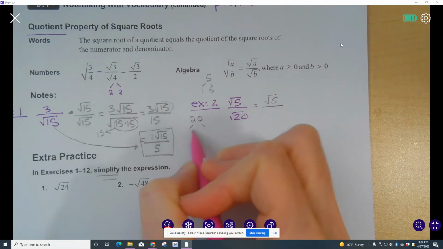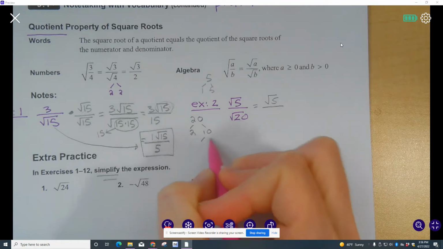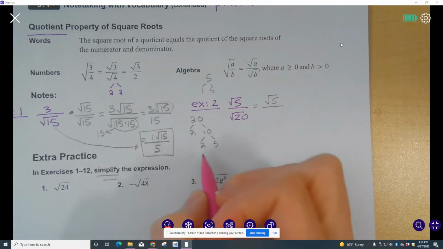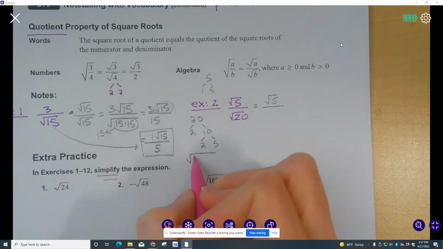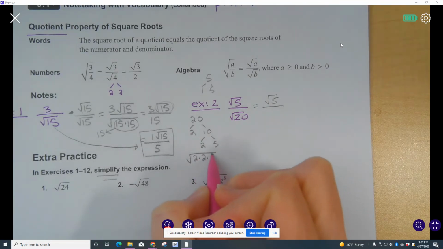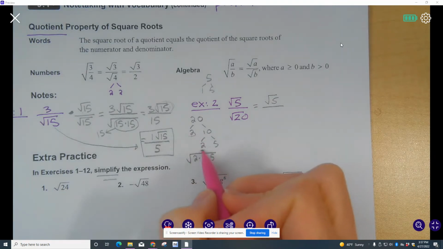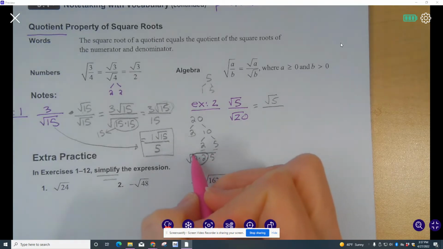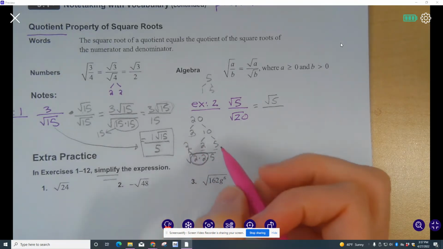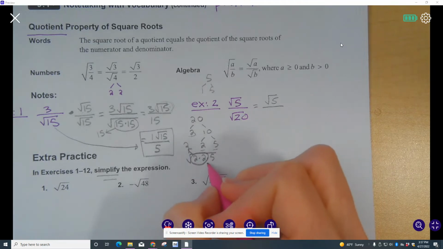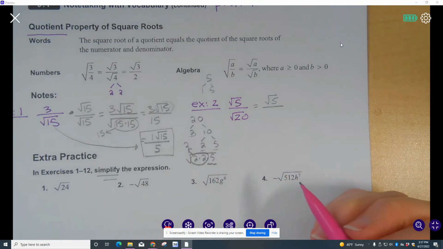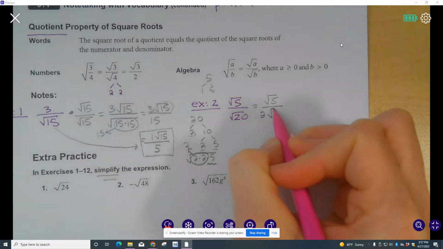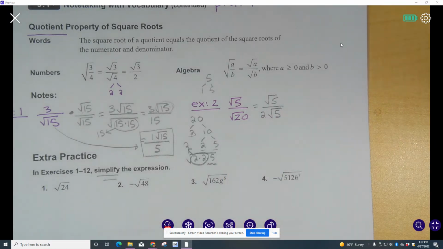So 20 is 2 times 10 and 2 times 5. Those are all prime numbers, so that's the bottom of my tree. So 20 is the same as 2 times 2 times 5. Bottom, bottom, bottom. 2, here's my doubles. They break out of jail. Only 1 makes it out alive. 2 is outside of jail. 5 is stuck inside of jail. So the square root of 20 in simplified form is 2 times the square root of 5.